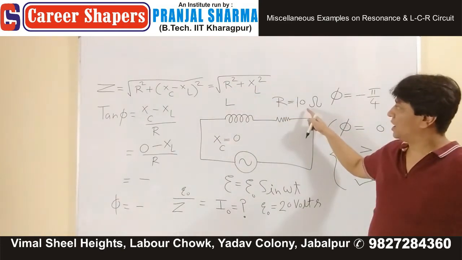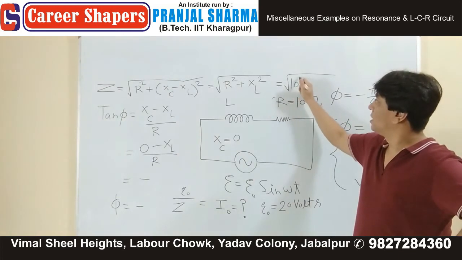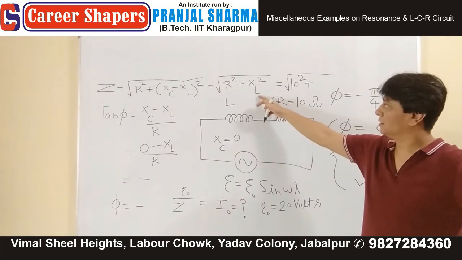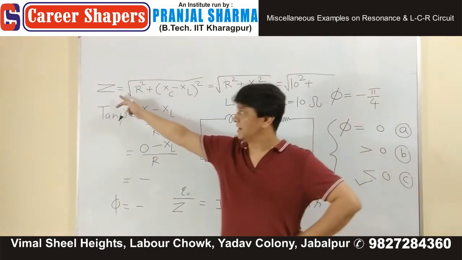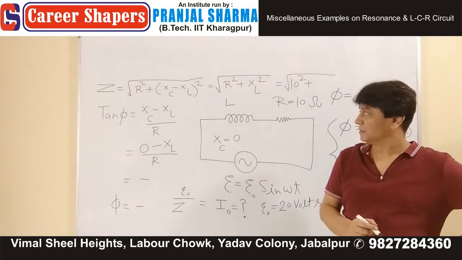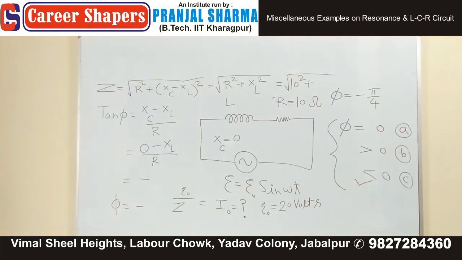We have the value of R, 10. If we can find XL, this will give us what? Z. Put it over here and you will get your answer. Now let's see how many of you can find XL and complete the question. And remember the approach, the way questions are solved.